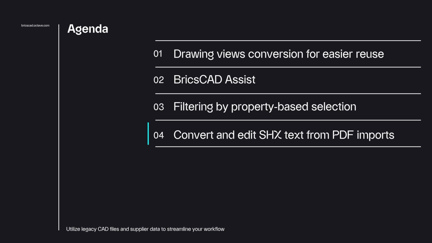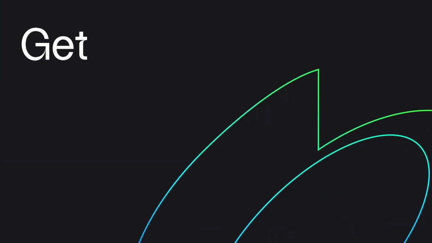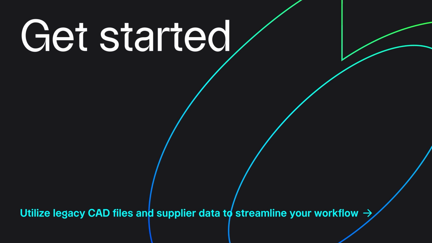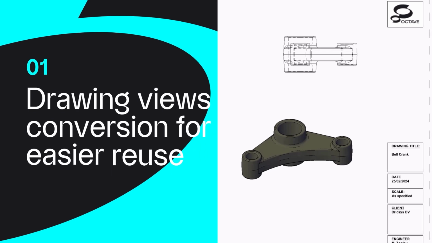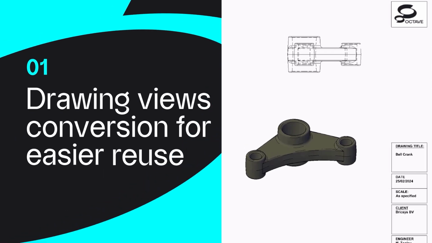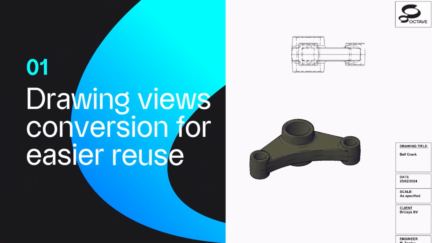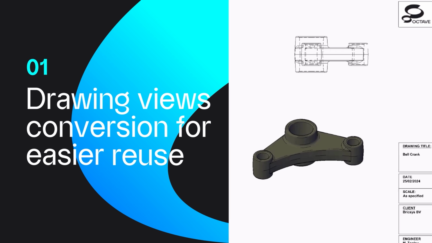At some point, all of us would have received DWG data with drawing views created in legacy CAD applications and had to recreate drawing views as they were not supported in the BricsCAD format. In V26.2, this is no longer the case, as layout data is copied and converted into BricsCAD native format, therefore reducing rework. So let's take a look at how this works.